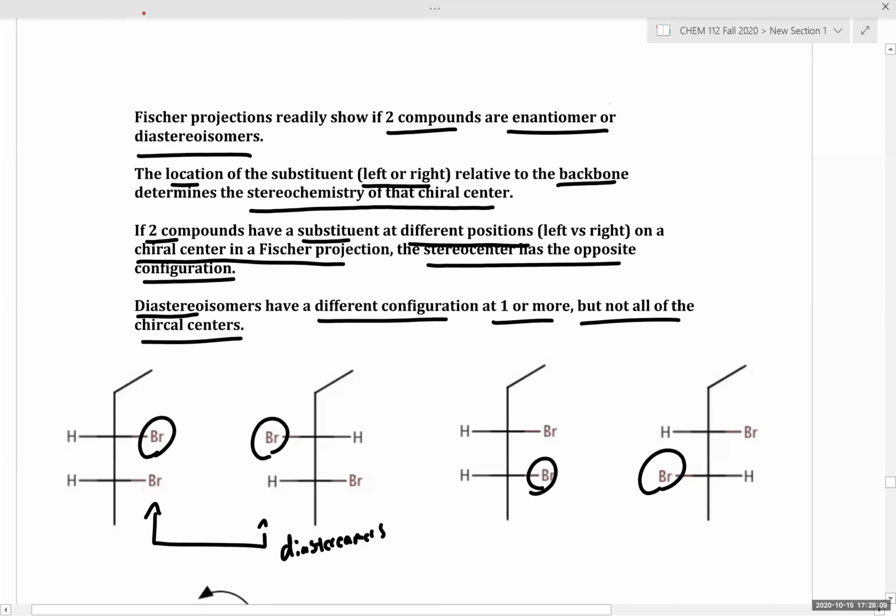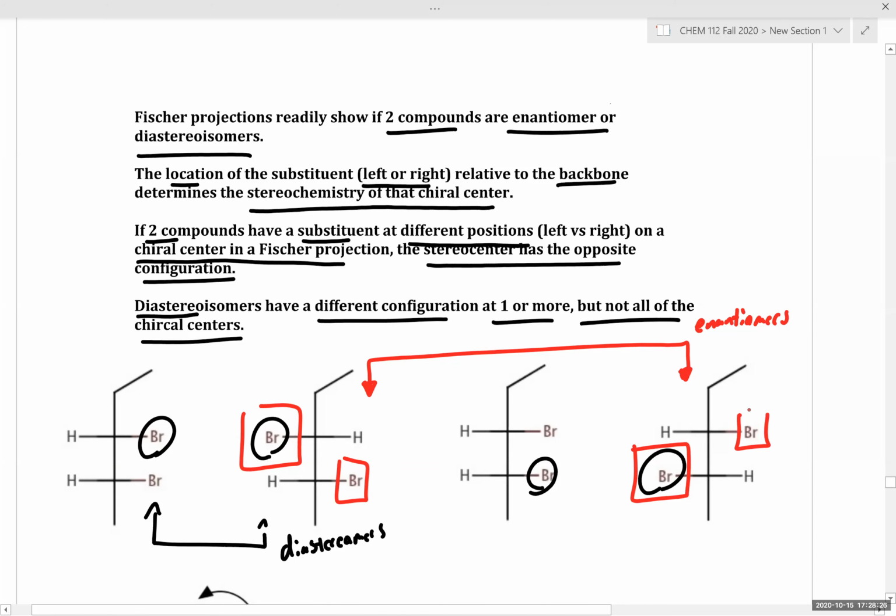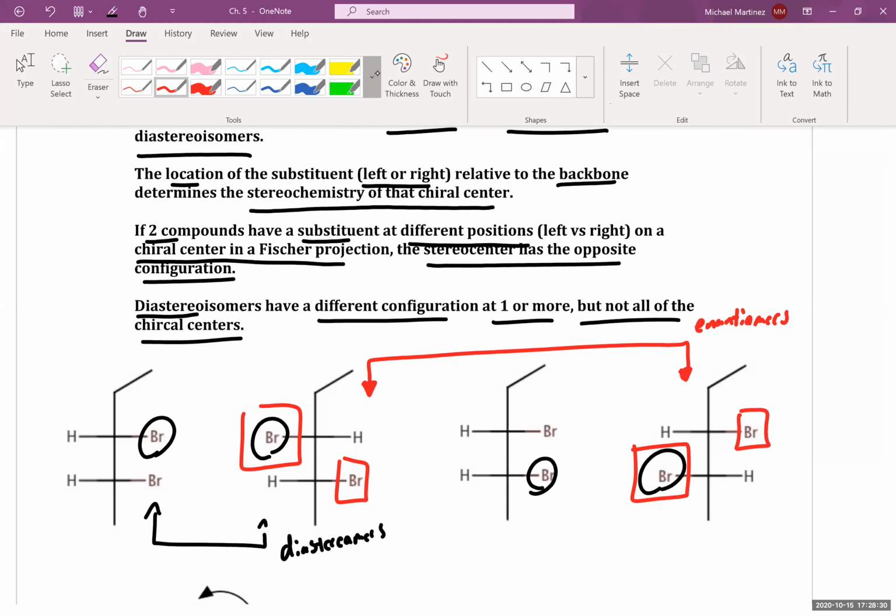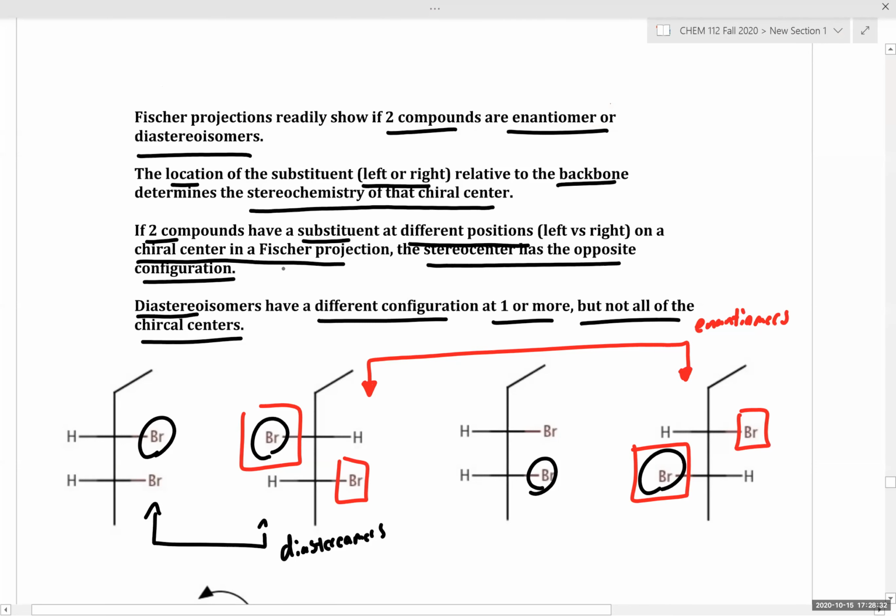Now, just to satisfy any academic curiosity that students may have, it's important to note that we also have a pair of enantiomers among these structures. Because as we notice, these two structures have the opposite configuration at both of our chiral centers. Does this idea make sense?